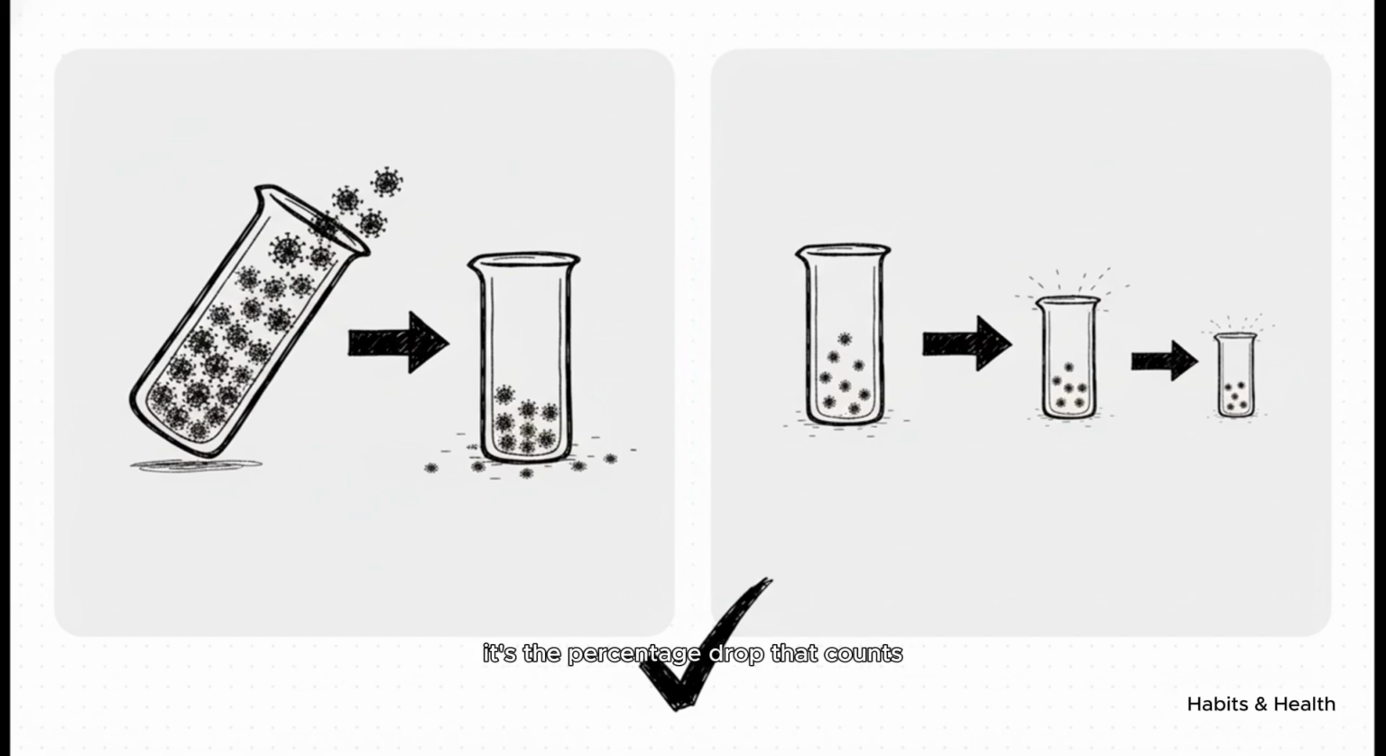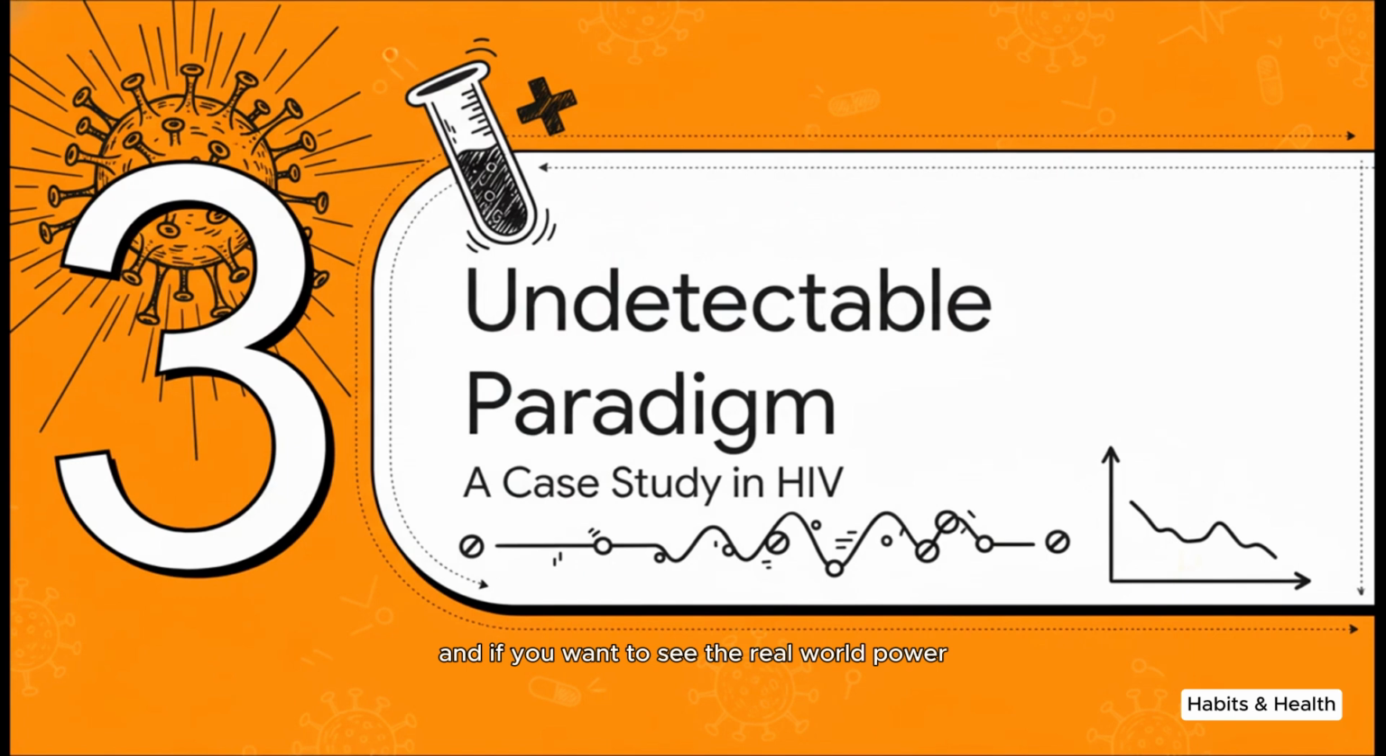It's the percentage drop that counts. And if you want to see the real-world power of tracking viral load, there's no better example than the story of HIV. Seriously, the development of this one test fundamentally transformed HIV from what used to be a death sentence into a manageable chronic condition. Let's look at how that happened.